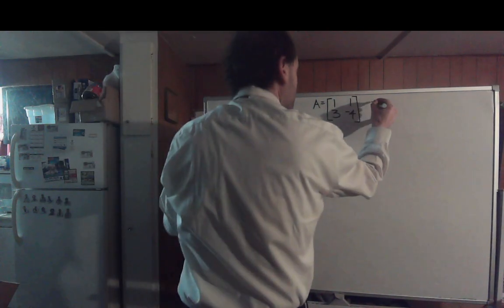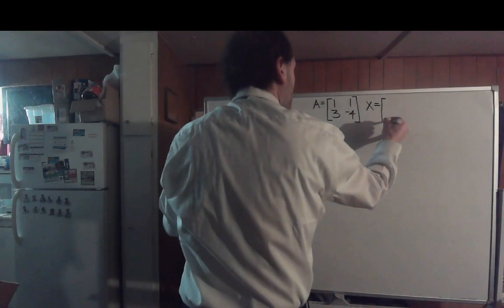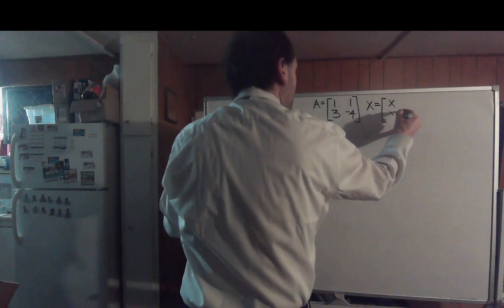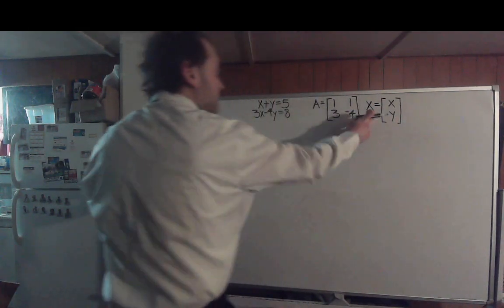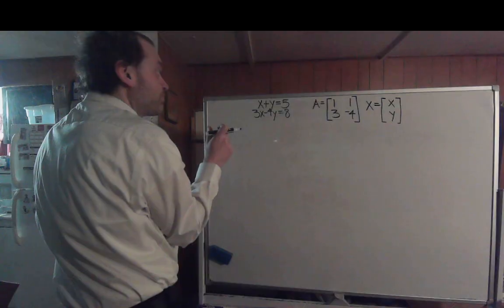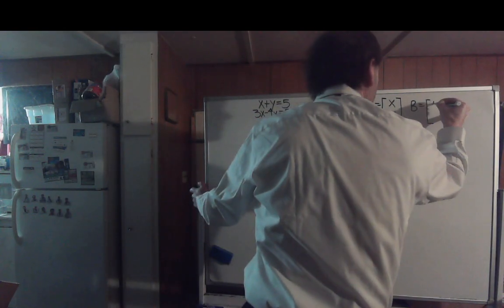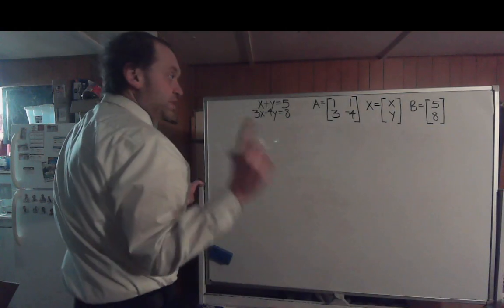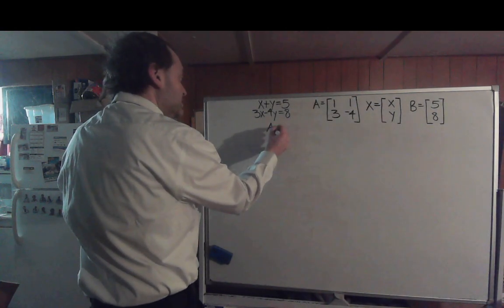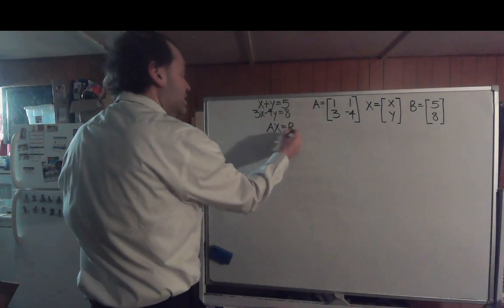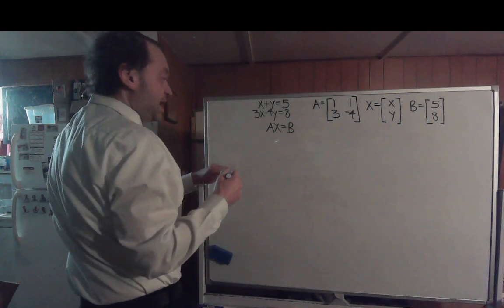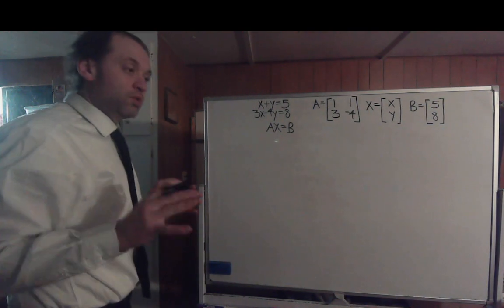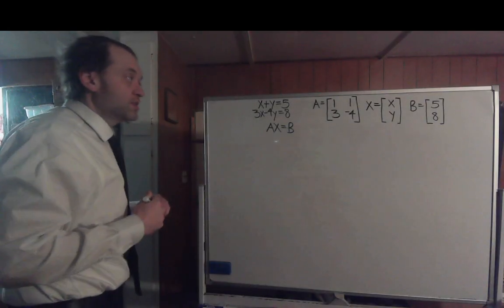Your X matrix is simply going to be a 2 by 1 matrix with the variables x and y. So there's A and there's X. And then you have your B matrix, which would be another 2 by 1 matrix with the entries 5 and 8, which are to the right of the equal sign. So the idea is that A times X would equal B. And if you did that, you would get this system right back. Well, what you want to do now is find the inverse of matrix A.